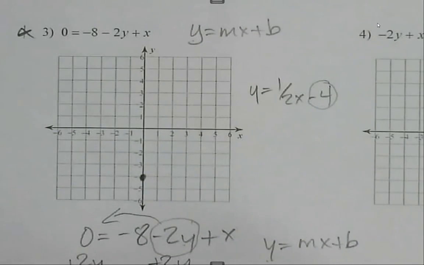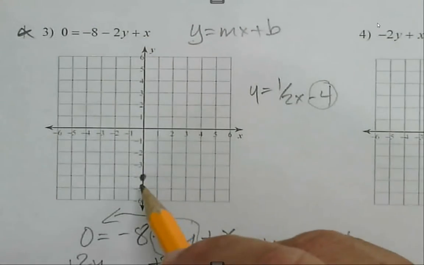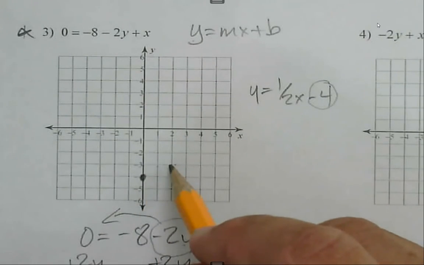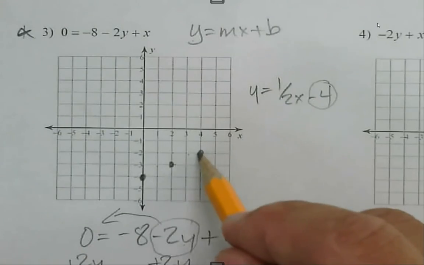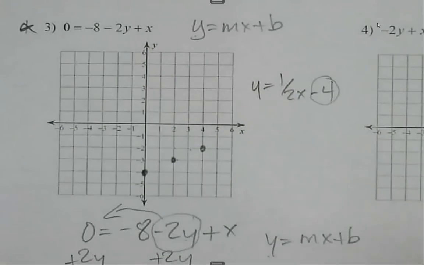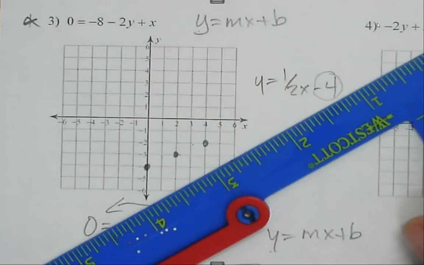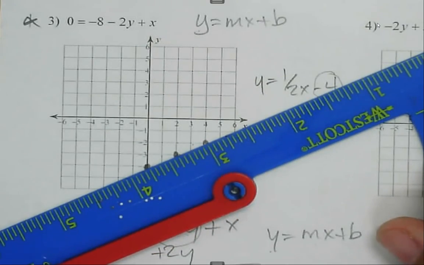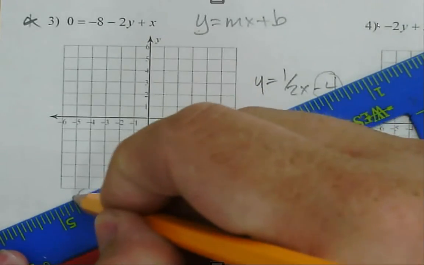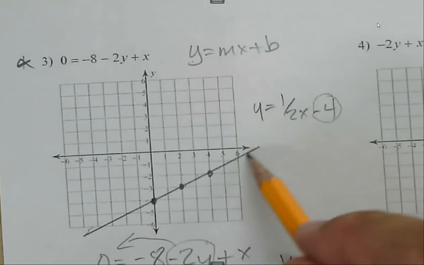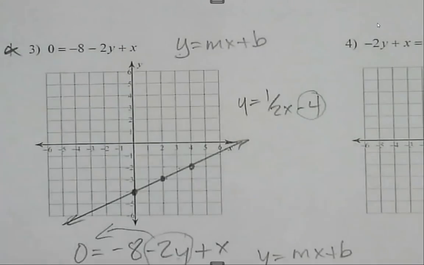Now I'm going to use my slope to help me figure out what to do. I need to go up 1 and over 2. I could even do that again, up 1 and over 2. So there are the points that are on my line. Again, I'm going to take a straight edge, do the best I can to put in a line through those points, and there's my line.